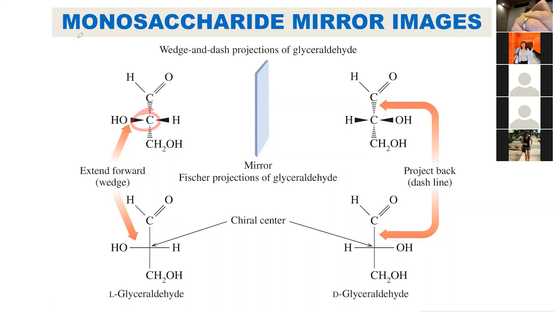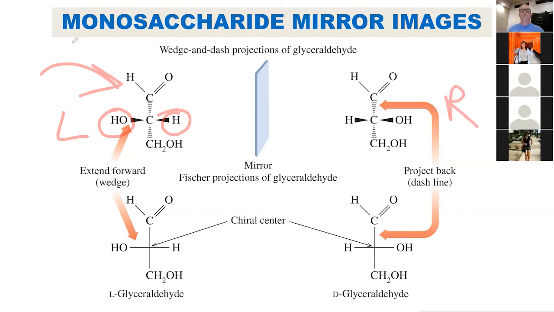So if we look in the mirror, the only difference between the glyceraldehydes is the position of the hydroxyl group and the hydrogen. On this one, the hydroxyl group is on the left. On the other one, the hydroxyl group is on the right. They're mirror images of each other. And since the other 2 aren't chiral, we don't really even consider them. We just look at the positions of the groups on the chiral carbon.